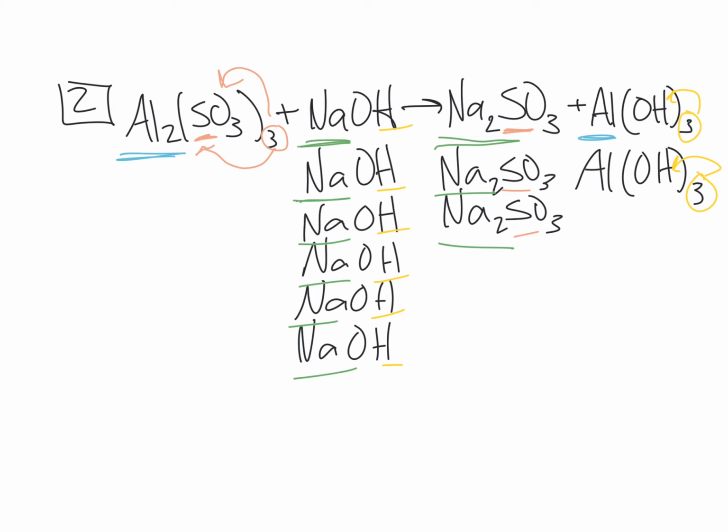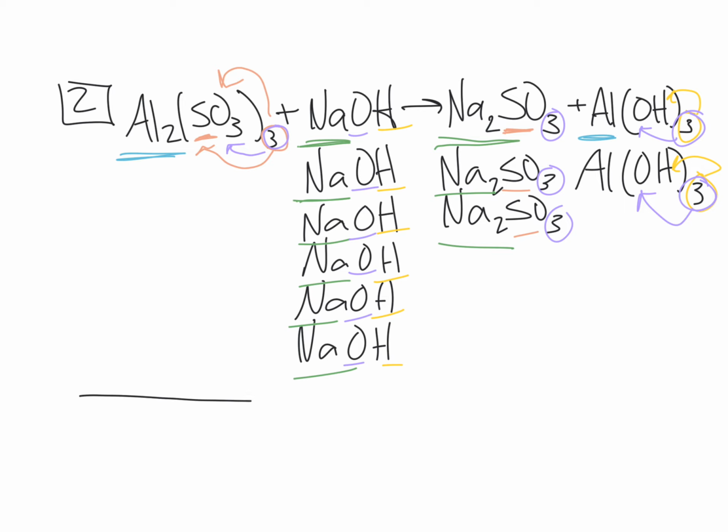And the very last element is oxygen. So if we take this 3 on the left-hand side that's outside the parentheses, distribute it inside, 3 times 3 is 9. We've got 9, 10, 11, 12, 13, 14, 15 oxygens on the left, and 3, 6, 9, and add another 3 to that is 12. And the last 3 is 15. So we're 15 and 15 on oxygen. Those are both good. Now all the elements are balanced: aluminum, sodium, sulfur, hydrogen, and oxygen.